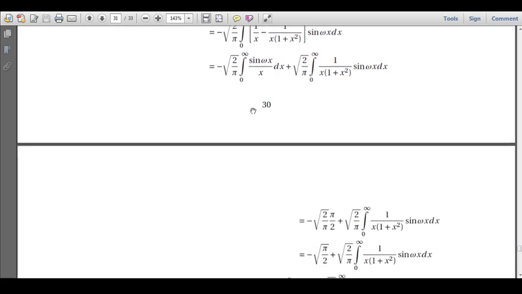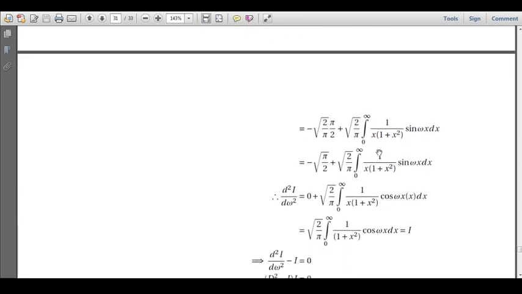That is the next step. Minus root of 2 by pi into this integral, which becomes pi by 2, plus root of 2 by pi integral 0 to infinity 1 by x into 1 plus x square sin omega x dx. On simplification, I get minus root of pi by 2 plus root of 2 by pi integral 0 to infinity 1 by x into 1 plus x square sin omega x dx.